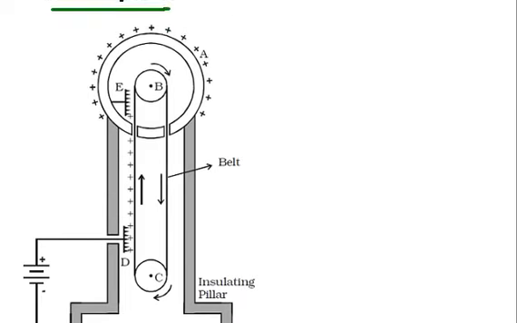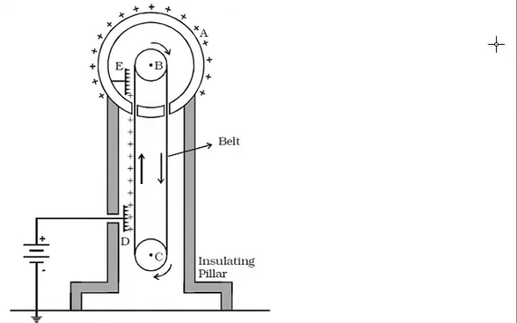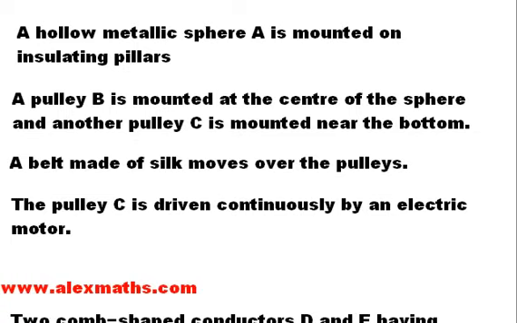Now let us observe this diagram. We have a circular pulley, belt, the insulating pillar and some sharp pointed combs here, D, E, all those things. Now let us see what are all the components present here. This Van de Graaff generator has a hollow metallic sphere mounted on an insulating pillar.